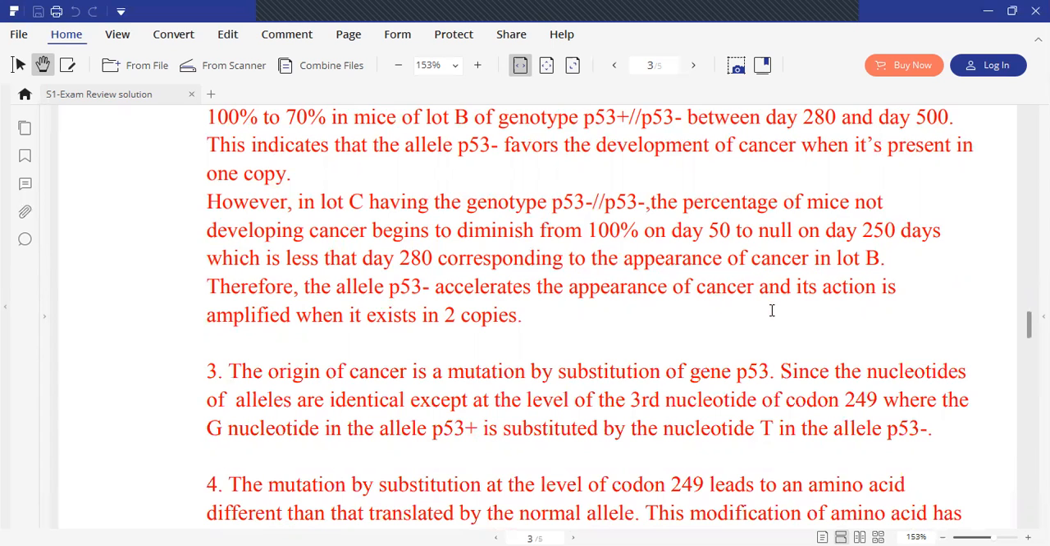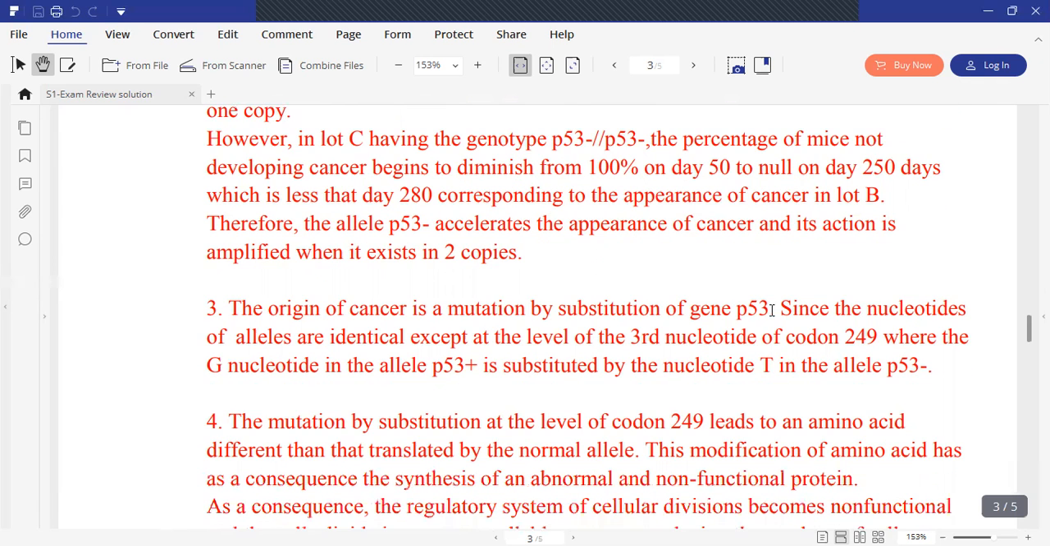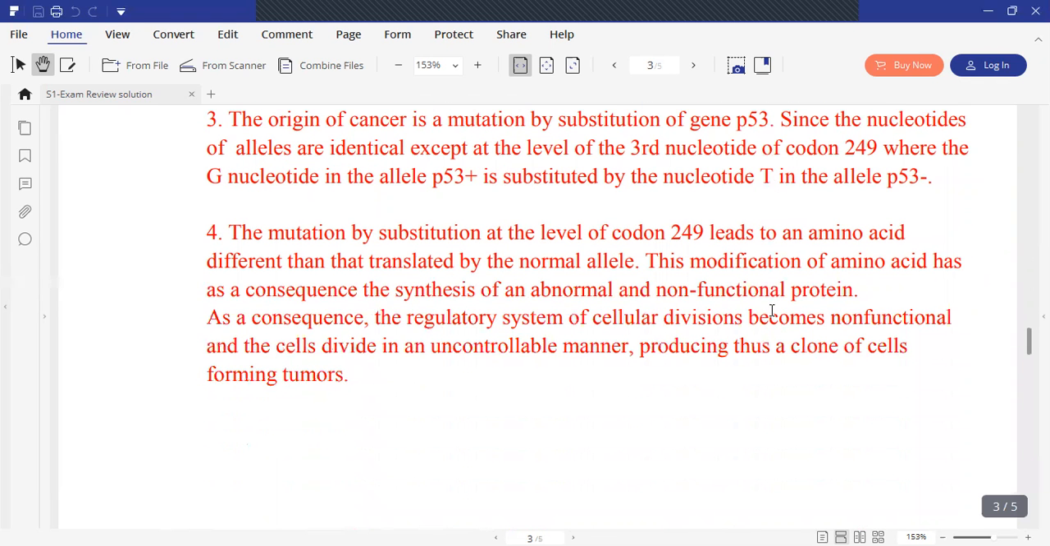Explain how the modification in the nucleotide sequence can cause the appearance of this type of cancer. This will lead to another amino acid, an amino acid different from that of the normal. This will lead to an abnormal, nonfunctional protein, and these cells will produce cells that are going to form a tumor.